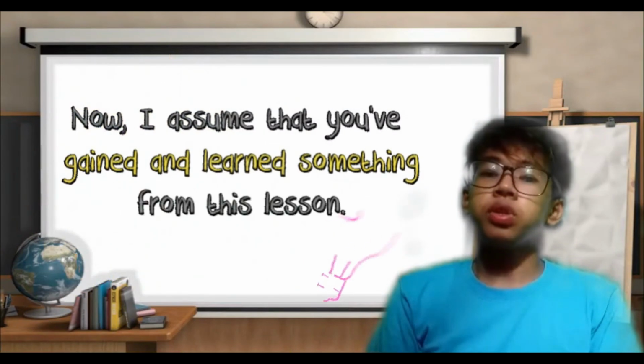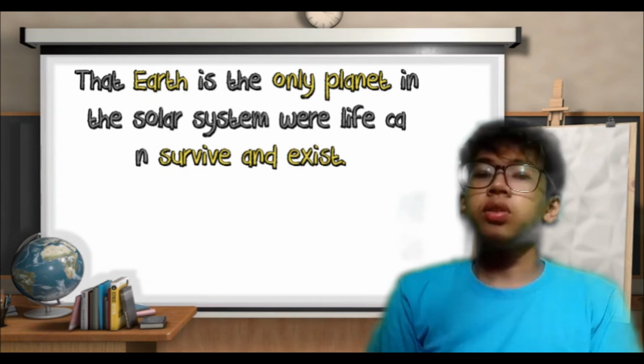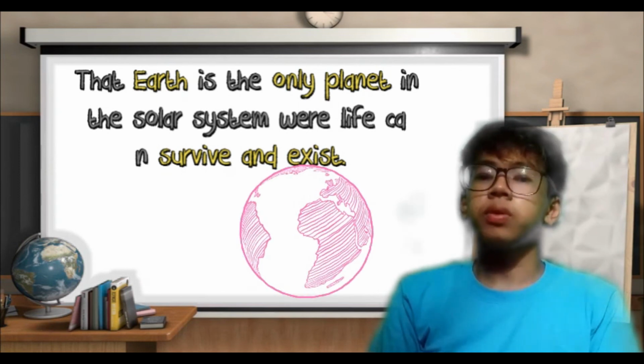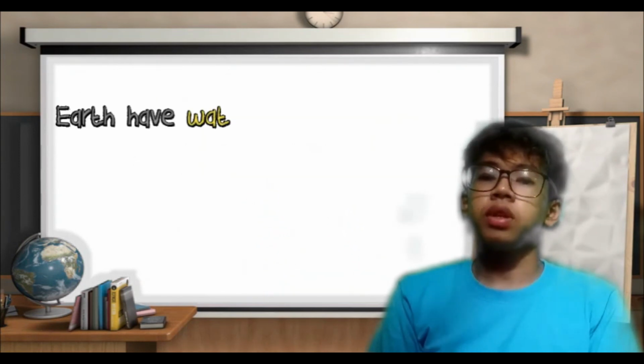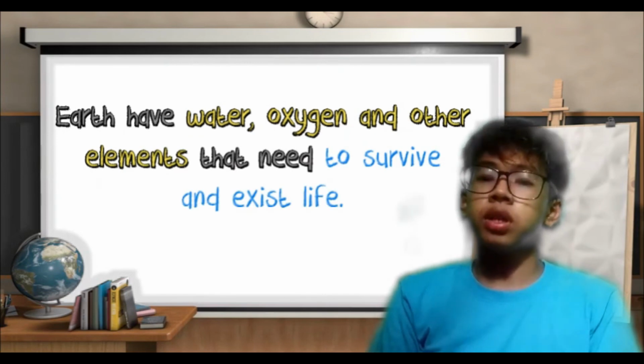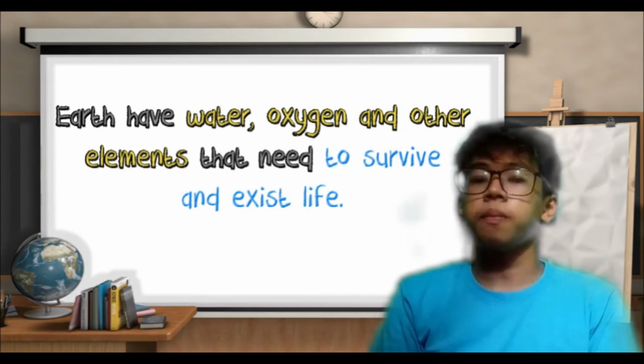Now I assume that you have gained and learned something from this lesson. The Earth is the only planet in the solar system where life can survive and exist. Earth has water, oxygen, and other elements that are needed for life to survive and exist.